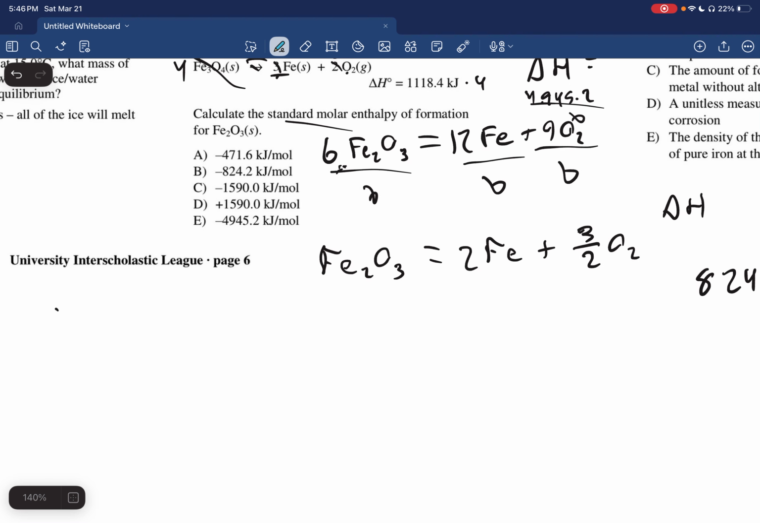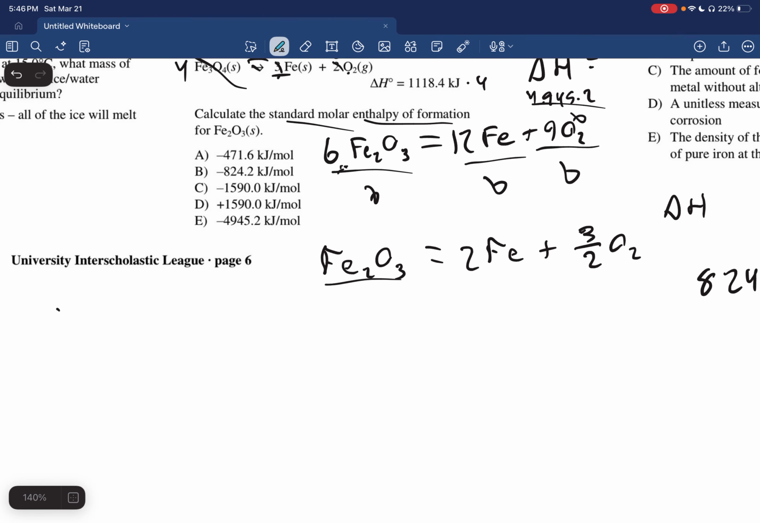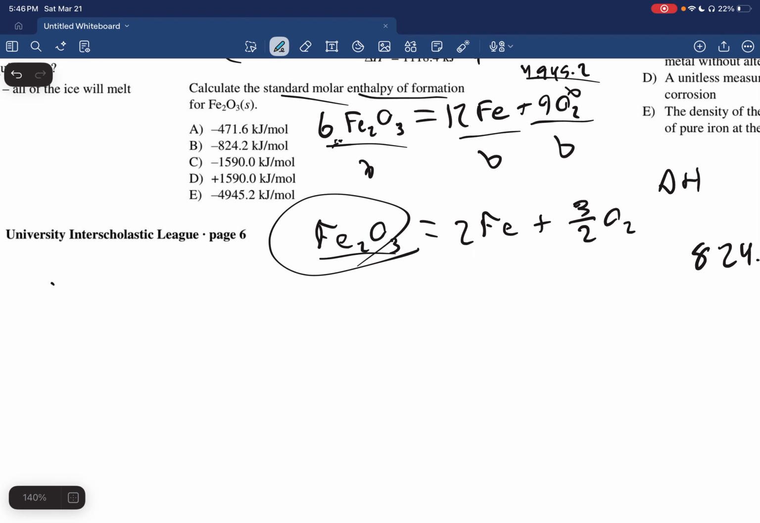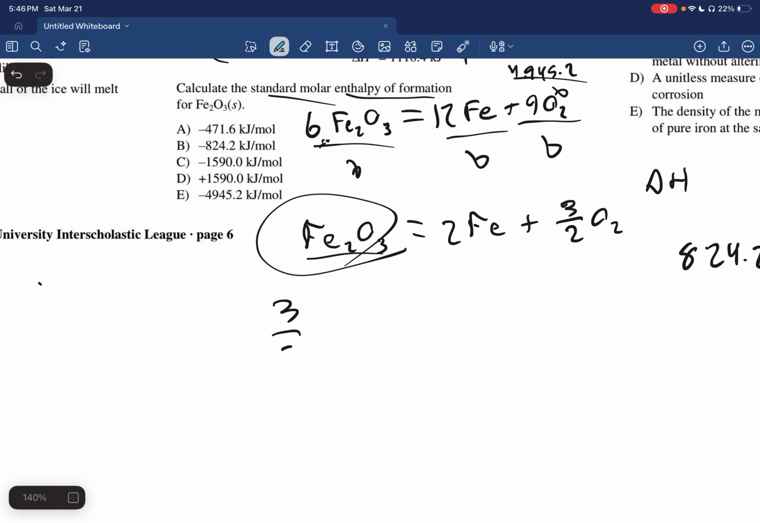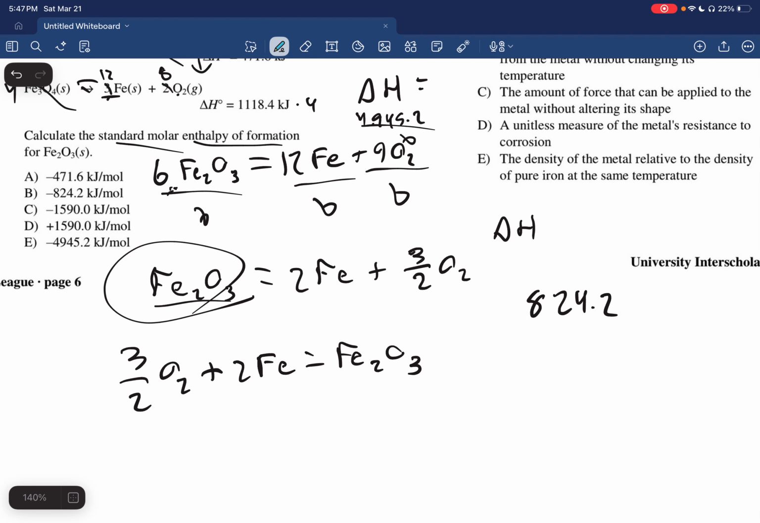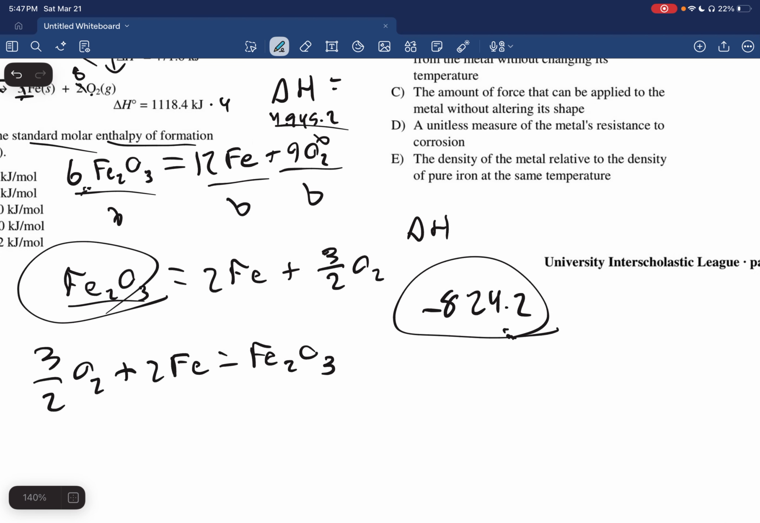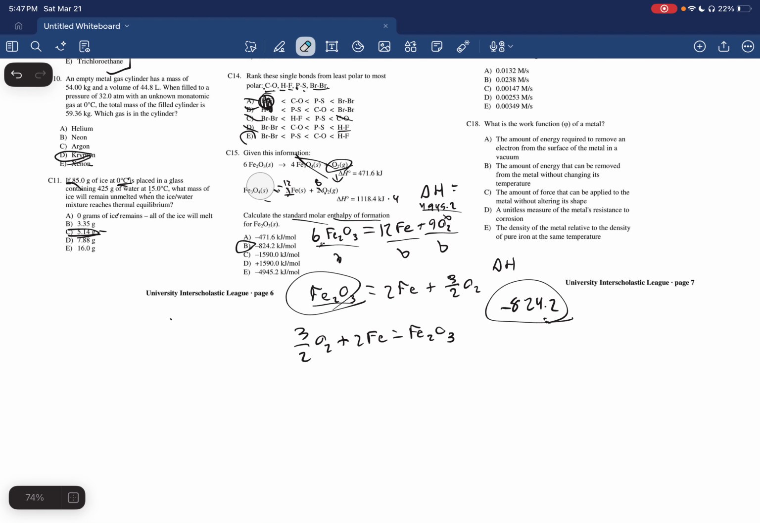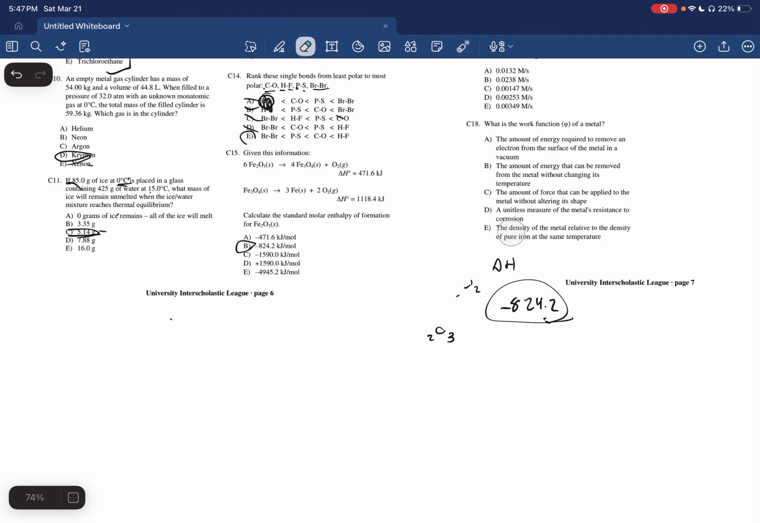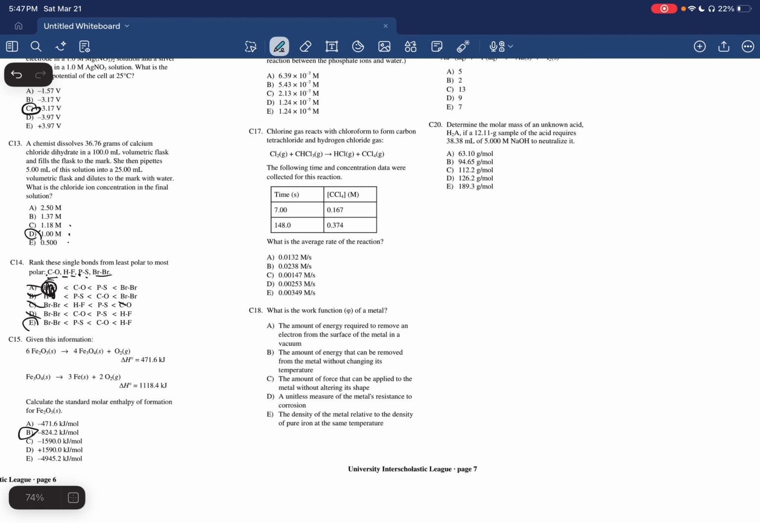But remember, we're looking for the enthalpy of formation. This isn't being formed here. So we need to actually flip this equation to 3 over 2 O2 plus 2 Fe yields Fe2O3. And when we do that, we just flip the sign of our delta H and it becomes negative. And so this is our final delta H, which looks like it matches answer choice B. And so in these types of problems, you can sort of just treat the whole thing like a math equation. You don't really have to treat it like a chemical equation, which is pretty cool.